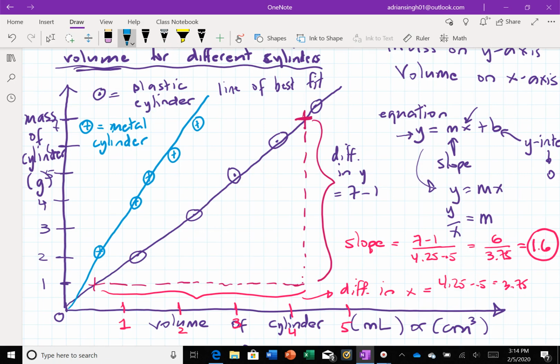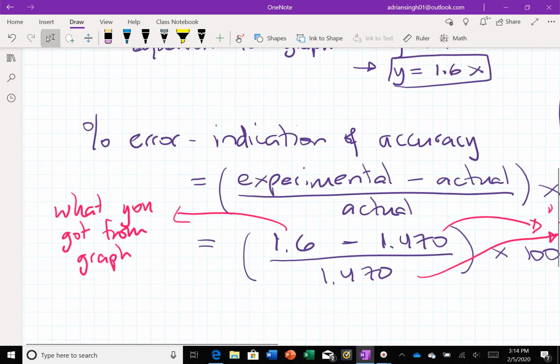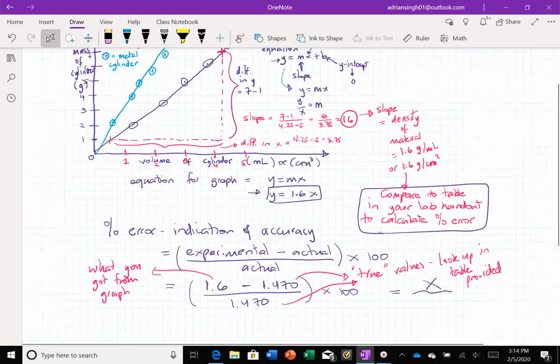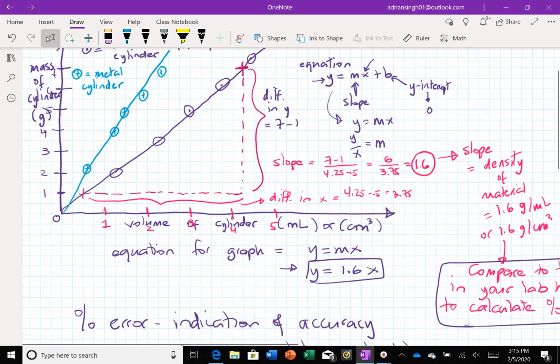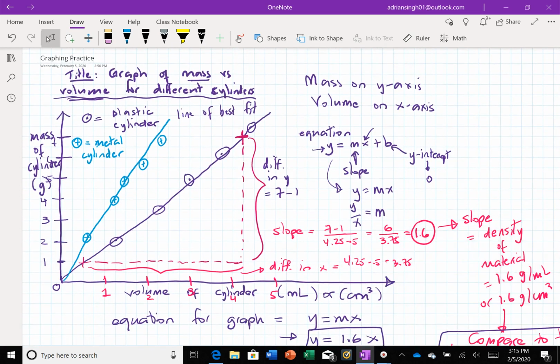You can look it up, compare it to the tabulated values to see what it's closest to, and then you can calculate the percent error in a similar manner. All right, so that's a short tutorial on how you want to generate your graph from this experiment.